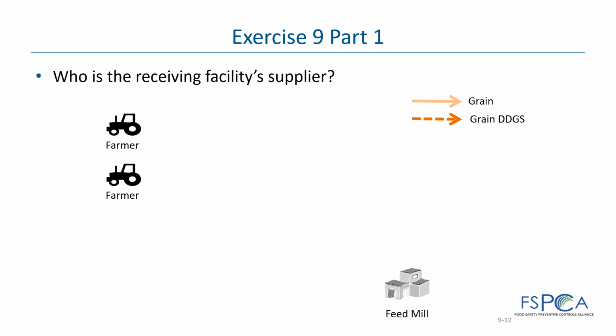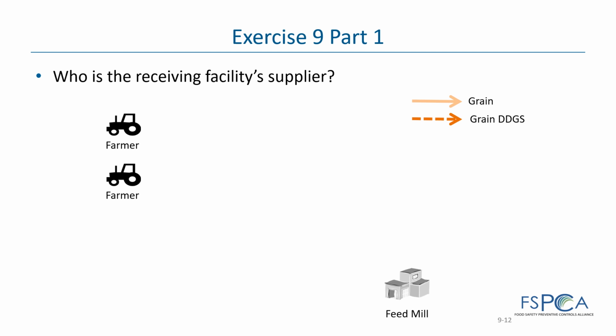So this slide is set up in the same way, where we have different facilities and we're going to be passing product between those different types of facilities, and I'm going to ask you to think about the same thing. In every transaction, who is the supplier and who is the receiving facility?